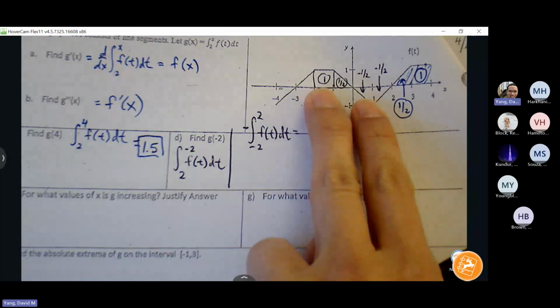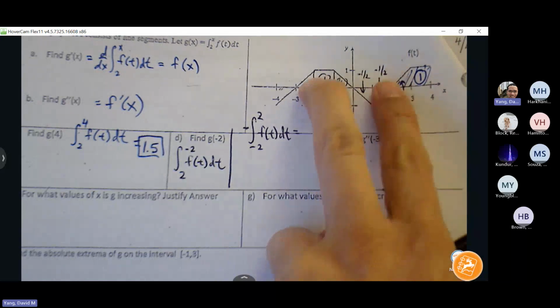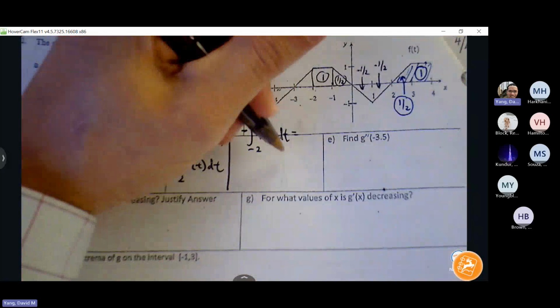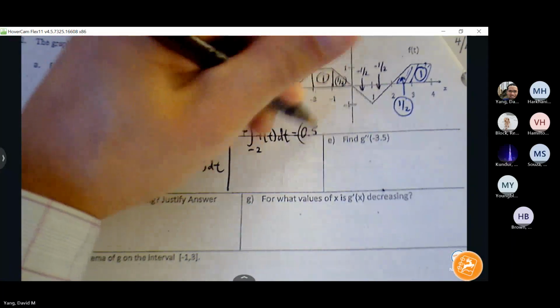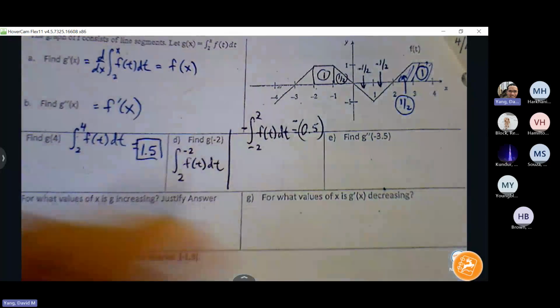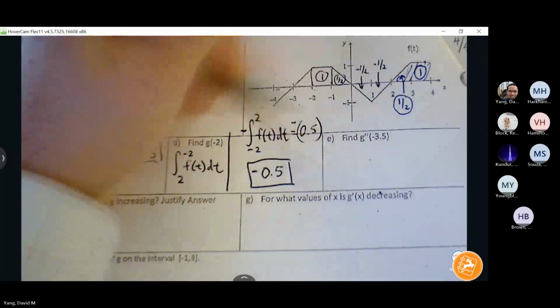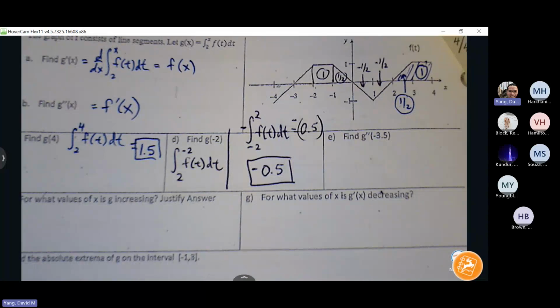So I have, let's see, the 1/2 and negative 1/2 cancel out to 0. 1 minus 1/2 is just 1/2. So I have 1/2. I've got to make sure I keep that negative sitting out in front. So -1/2 or -0.5. Okay, any questions here?